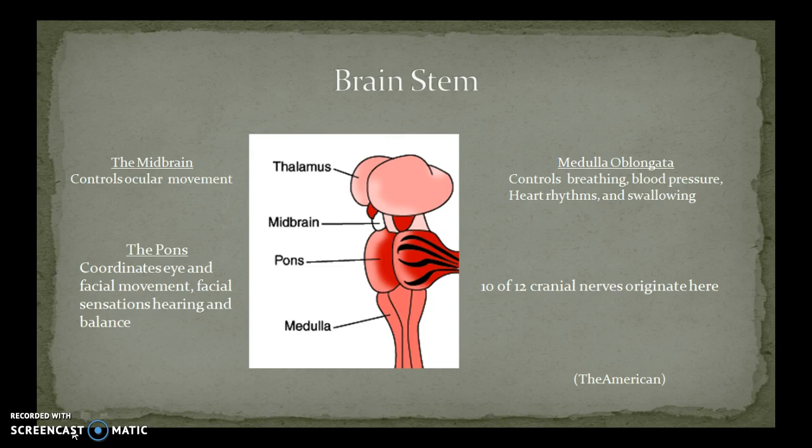The brainstem is located in front of the cerebellum and is connected to the spinal cord. It acts as a relay station because messages pass back and forth from the cerebral cortex and various other parts of the body there. There are three parts: the midbrain, which controls ocular movement, the pons, which coordinates eye and facial movement, facial sensations, hearing, and balance, as well as the medulla oblongata, which controls breathing, blood pressure, heart rhythms, and swallowing. Ten of the 12 cranial nerves also originate there. They are the ones that control hearing, eye movement, facial sensation, and taste.